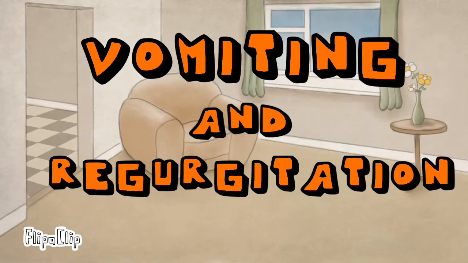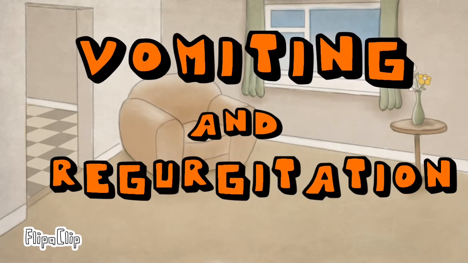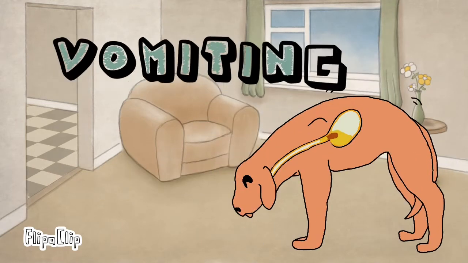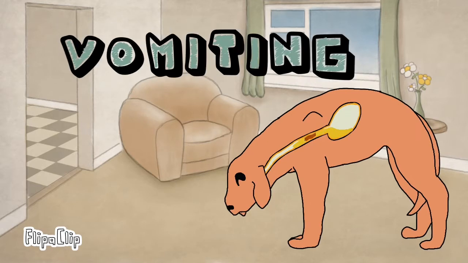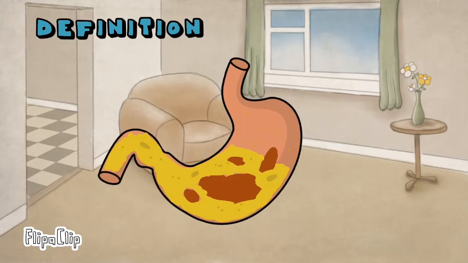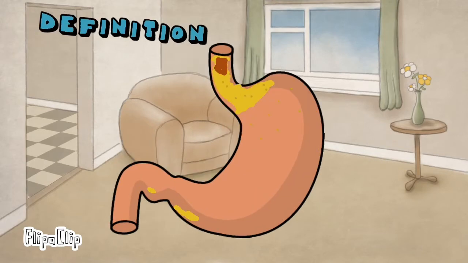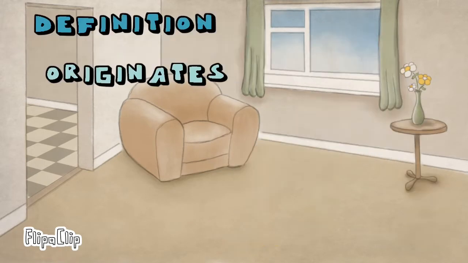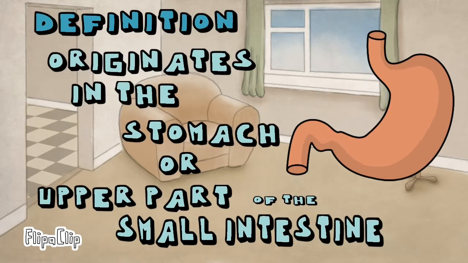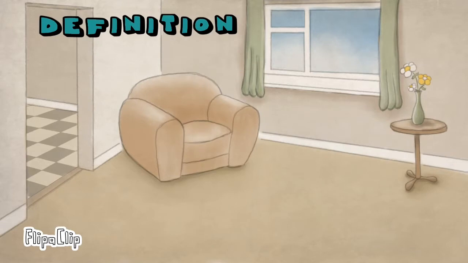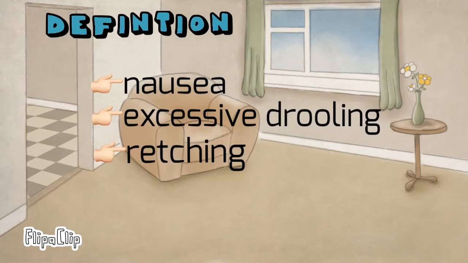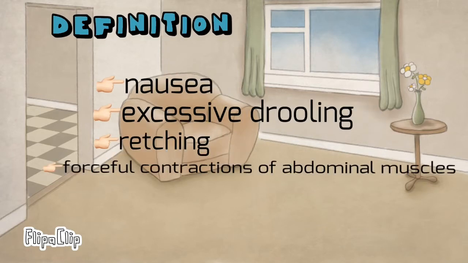Today, we will be learning about vomiting and regurgitation. First, let's talk about vomiting. Vomiting is the reflexive, forceful expulsion of parts or all of the contents of the stomach and the proximal small intestine through the mouth. Vomit originates in the stomach or upper part of the small intestine. It is typically preceded by other signs such as nausea, excessive drooling, retching, and forceful contractions of the abdominal muscles.